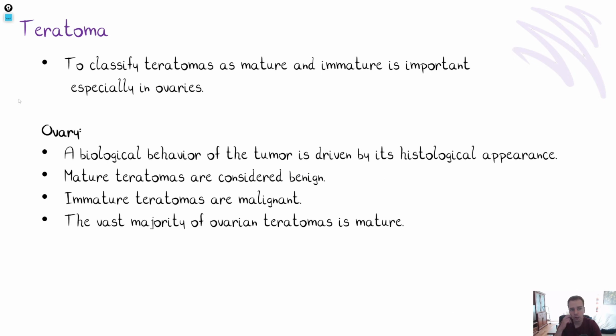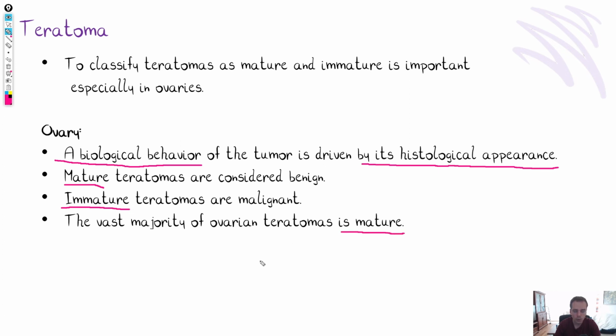As I said, to classify teratomas as mature and immature is very important, and it is important especially in ovaries. Why? Because in ovaries, biological behavior of the tumor is driven by its histological appearance. Mature teratomas are considered benign in ovaries. Immature teratomas are malignant. And the vast majority of ovarian teratomas is mature. So in ovaries you usually find mature teratomas.